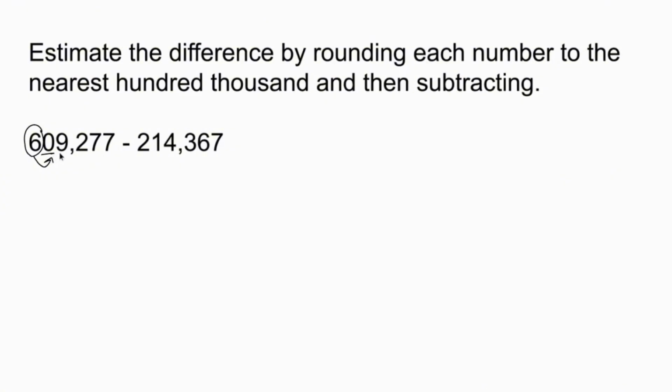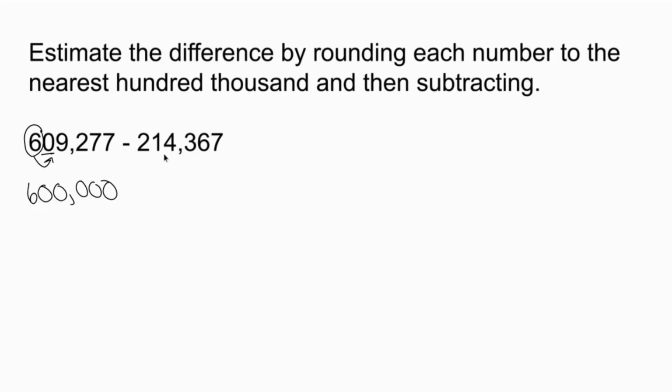Now the way we round, if it's 5 and above, give it a shove. 4 and below, let it go. This is 0, which means that 6 is going to stay a 6. All the numbers to the right of it become 0. So 0, 0, comma, 0, 0, 0. So 609,277 when rounded to the nearest 100,000 is 600,000.